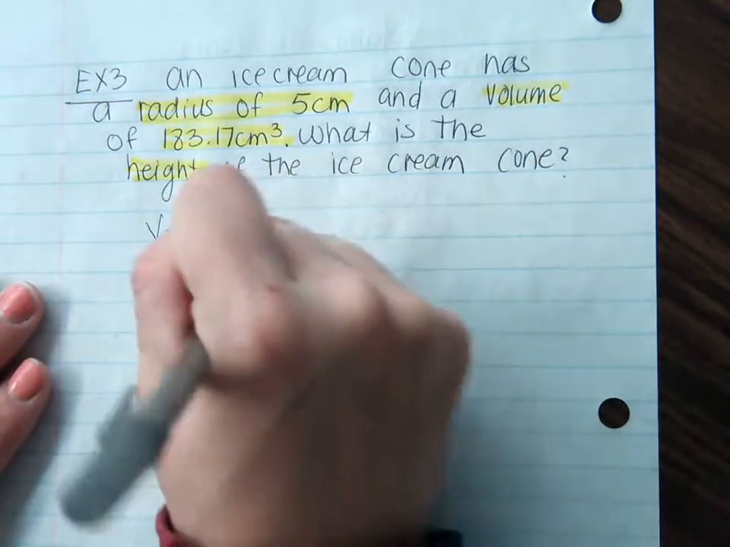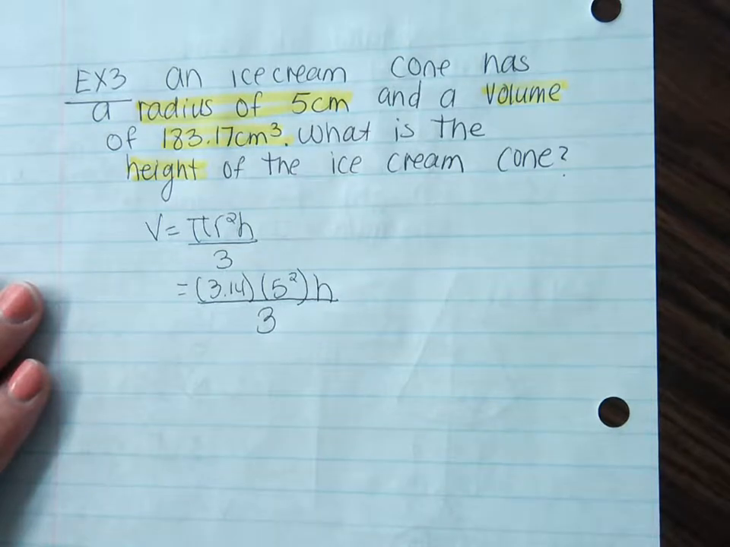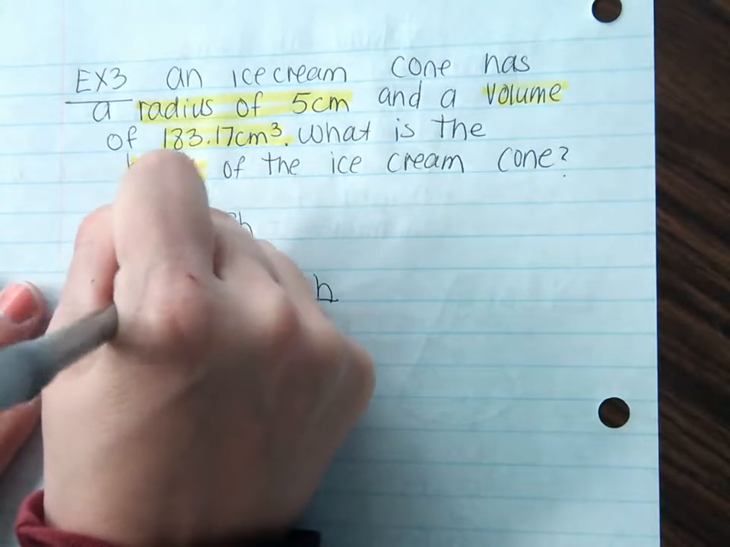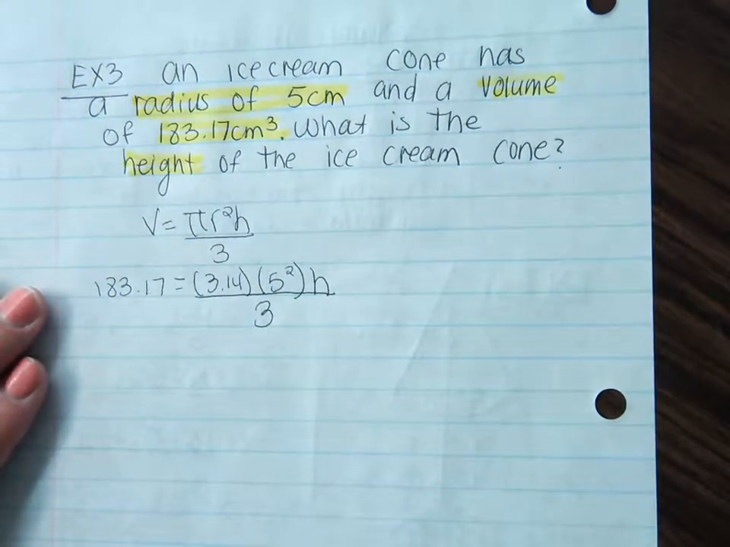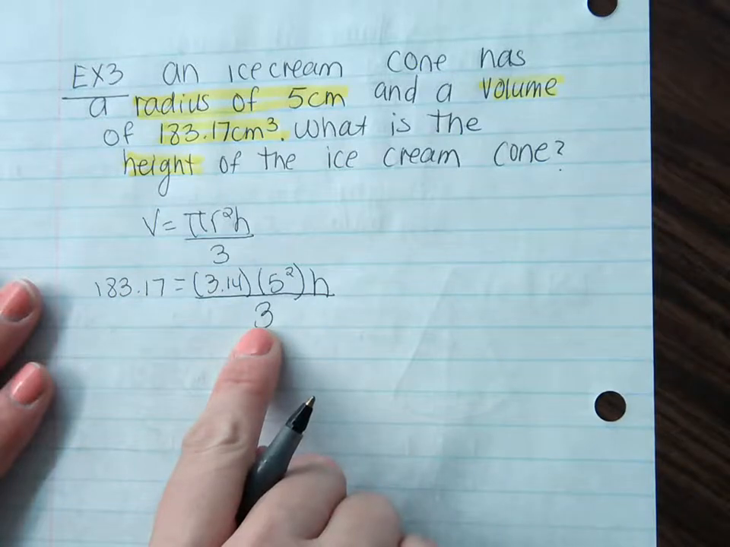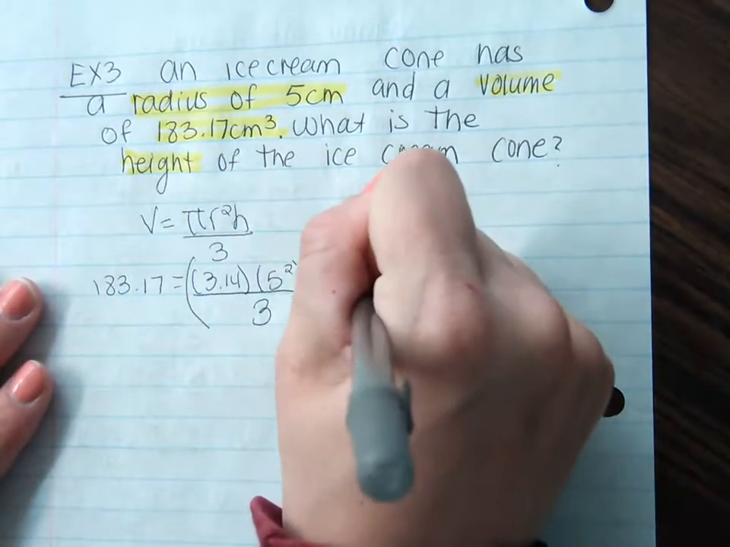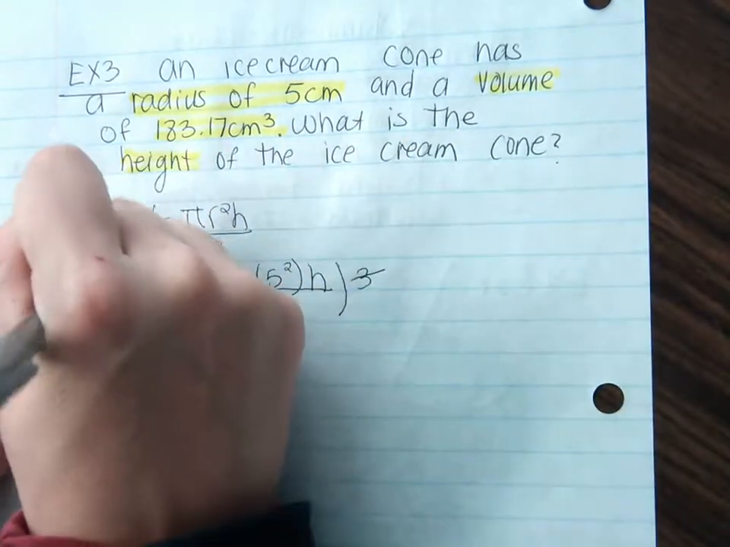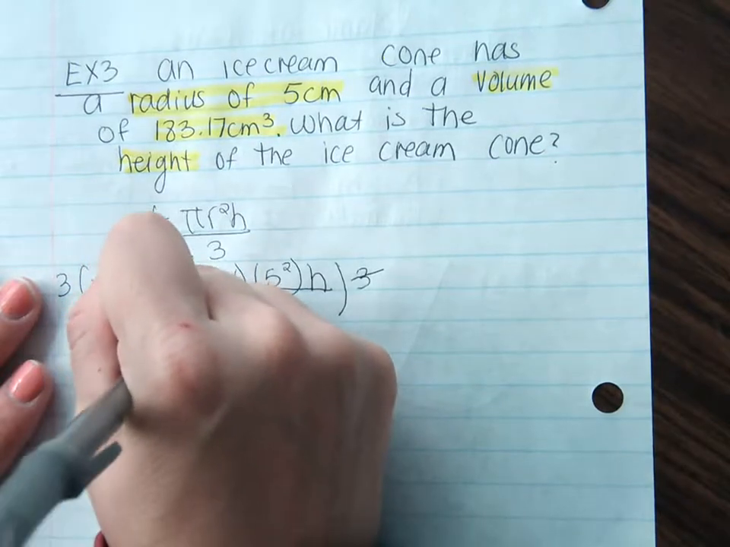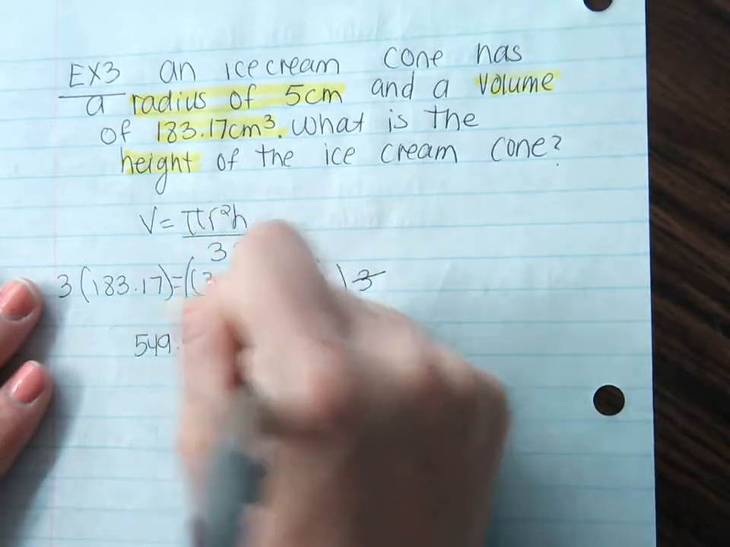We don't know our height. We divide everything by 3. Our volume is 183.17. So we've plugged everything in from our word problem. We have to get rid of the denominator first. Since this says dividing by 3, the inverse of it is multiplying by 3. That gives me 549.51 equals everything that's left in the numerator.